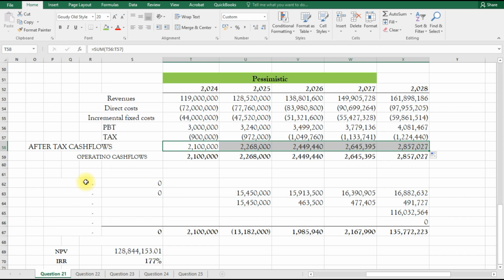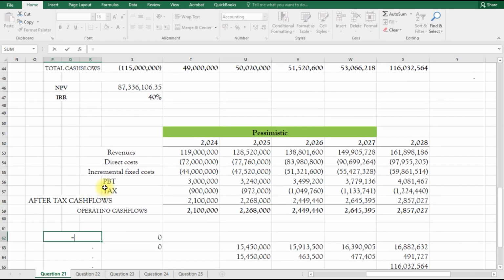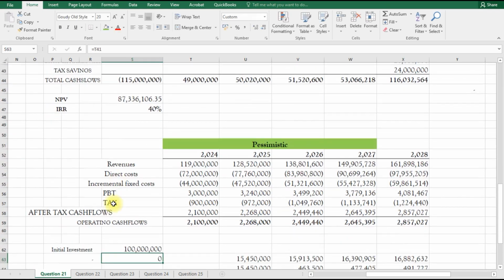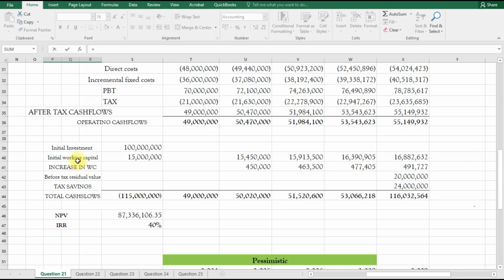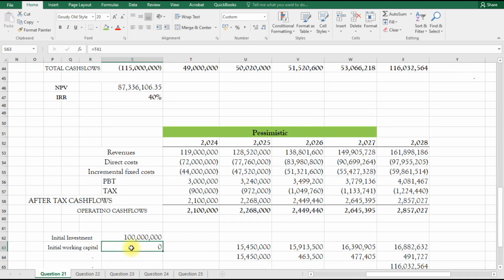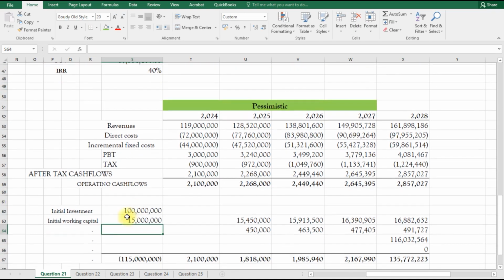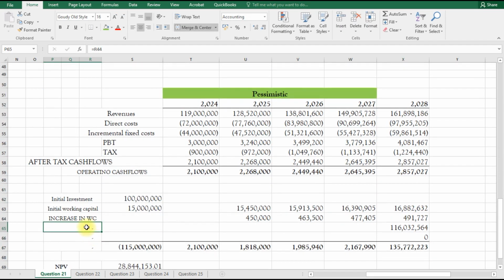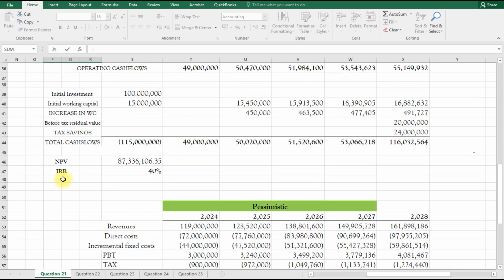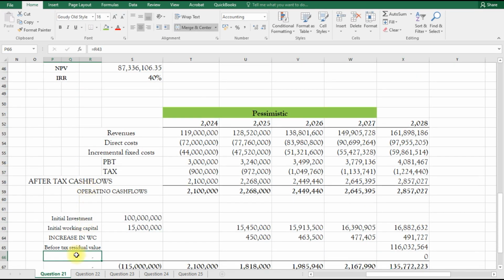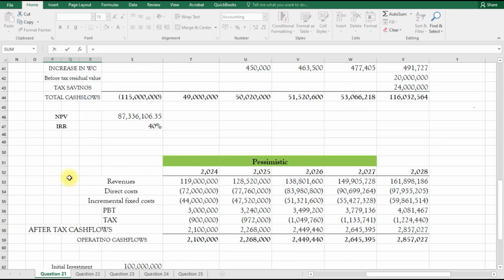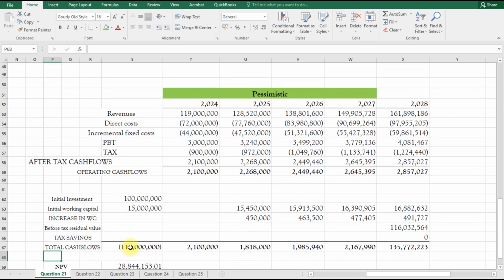And when we come to this one now, here we shall have our initial investment, which was 100. Our working capital, which we had as 15, and we had the increase in working capital. And then we had the before tax residual. We had the tax savings. And then we had the total cash flows that way.